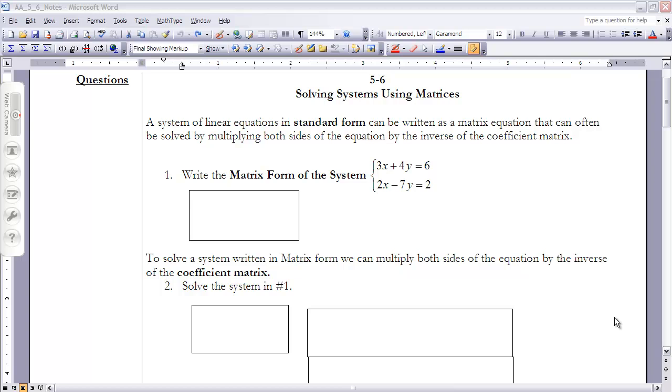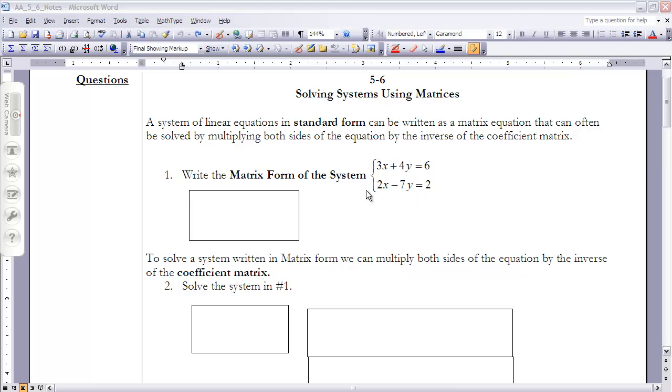So let's take a look at example 1 here. It says write the matrix form of the system 3x plus 4y equals 6 and 2x minus 7y equals 2. In your reading you should have noticed an example problem similar to this, but if you think about it, we can take the coefficients on the left hand side.